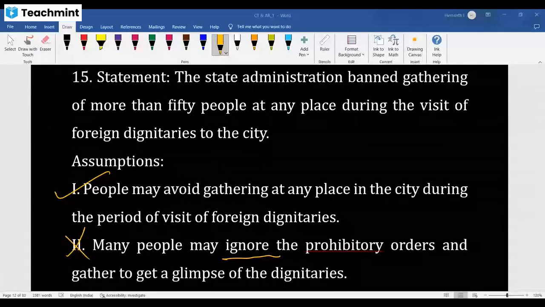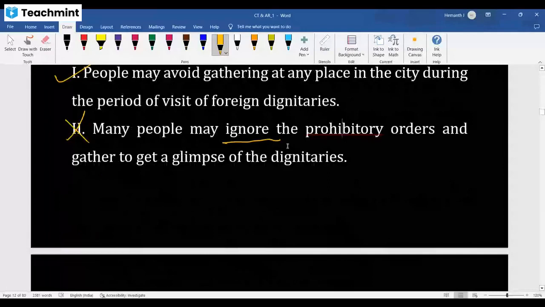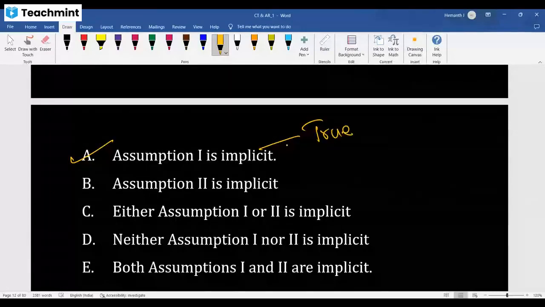We clearly mentioned that statements and assumptions is always a positive response, right? So keep in mind the basic point regarding statements and assumptions, then you can handle it easily. Only assumption one is implicit. Yes, assumption one is implicit. Implicit means nothing but true. Explicit means false.